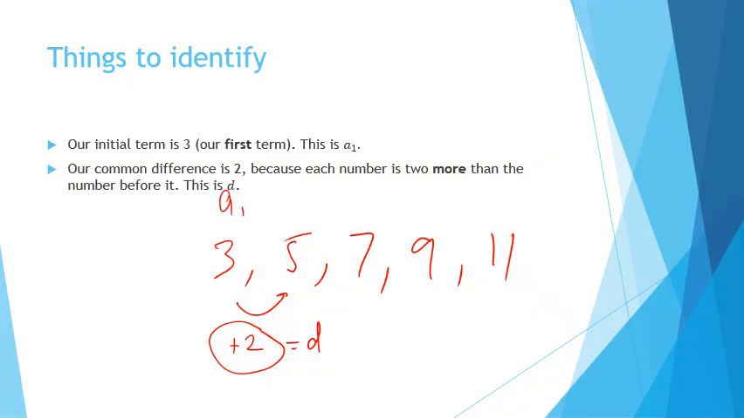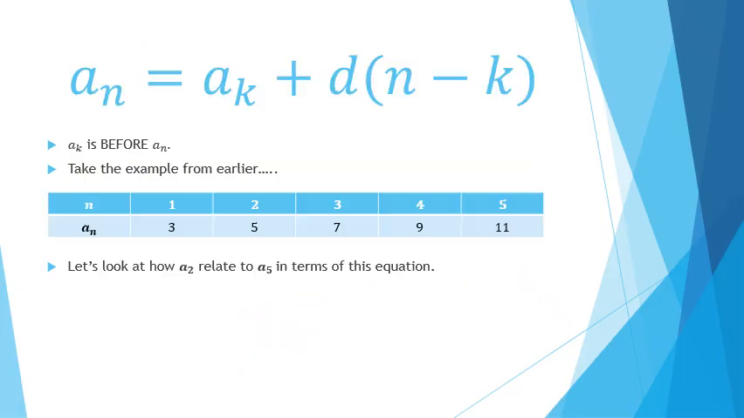So 1 is kind of like a position indicator where it tells us the position of the term in our sequence. 5 is our second term, so we're going to label that A of 2. 7 is A of 3. 9 is A of 4. 11 is A of 5. And so that is like position relative to the numbered term it is.